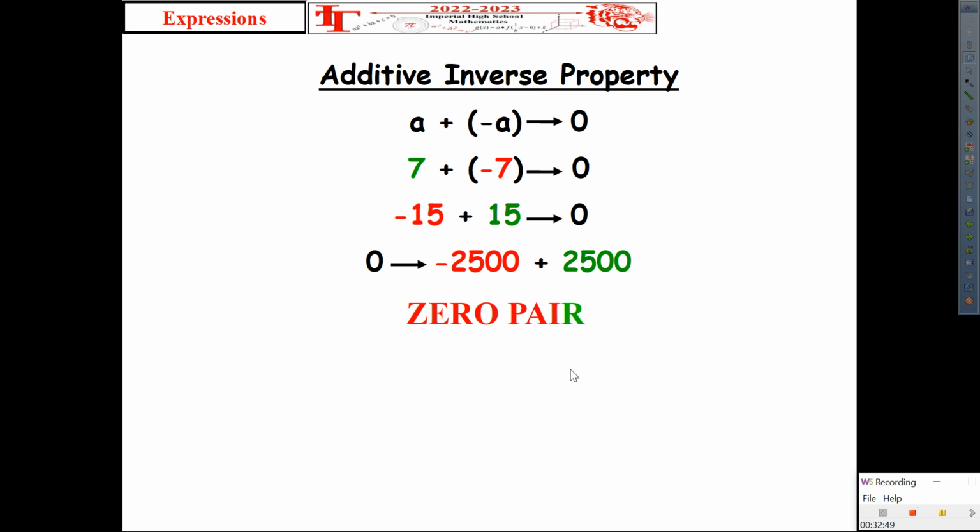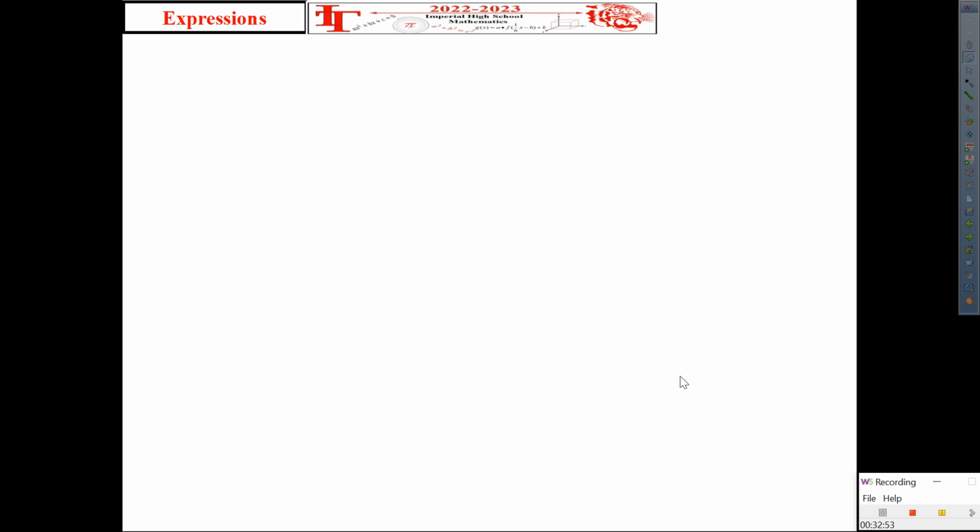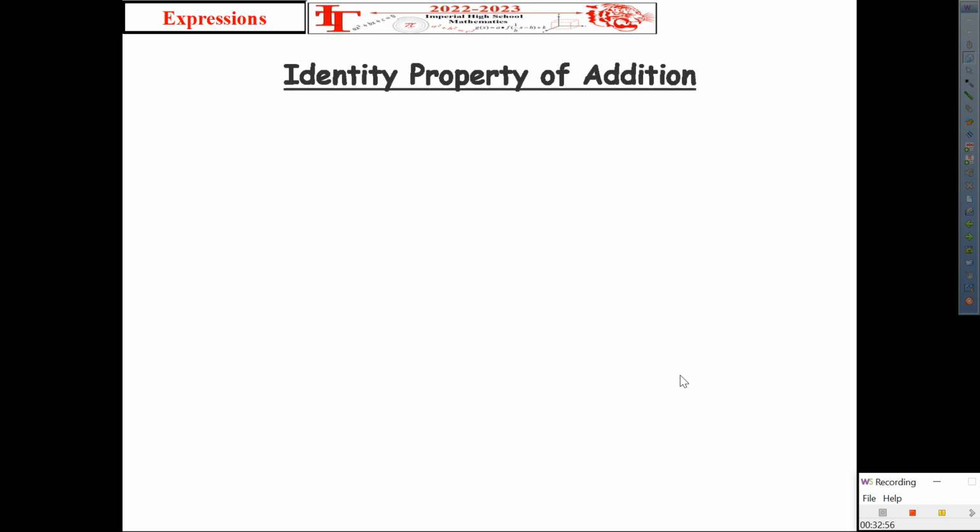Okay. That's one property. The other property that I didn't introduce is called the identity property of addition. All it says is that if you get 0 and you add it to a number, the answer is that number that you added to 0. And you can use that with numbers, different ways, and so on and so forth.